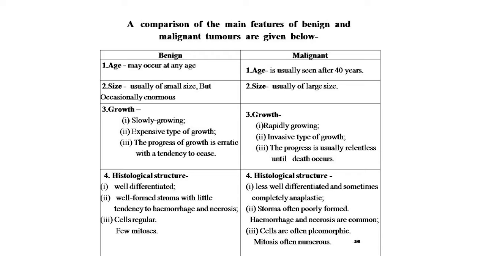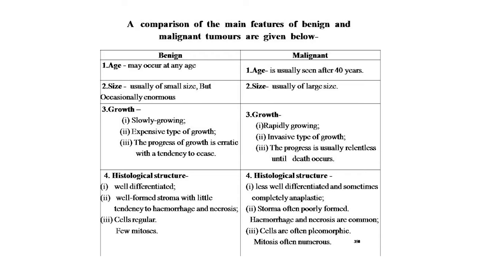In benign tumors, the age may be any age. In the malignant, it is usually seen after 40 years. Size in the benign tumors is usually small but occasionally enormous, and the size in the malignant is usually large. Benign growth is slowly growing, expansile type of growth. The progress of growth is erratic with a tendency to cease. In the malignant, growth is rapid, invasive type of growth. The progress is usually relentless until death occurs.